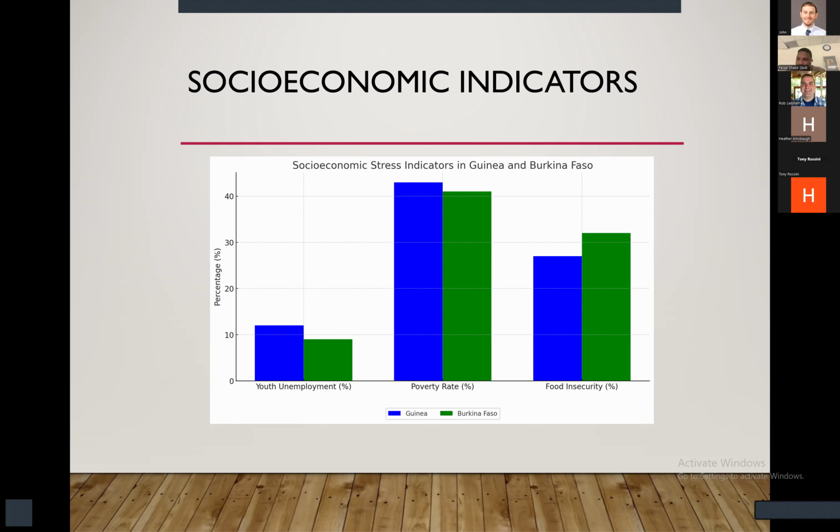Collectively, socioeconomic pressures contribute to the erosion of state legitimacy. When combined with weak governance and political exclusion, they act as an underlying driver of protest, migration, or even coups. Understanding these indicators helps us recognize which stress points to monitor when predicting future democratic collapse in fragile states like Guinea and Burkina Faso.